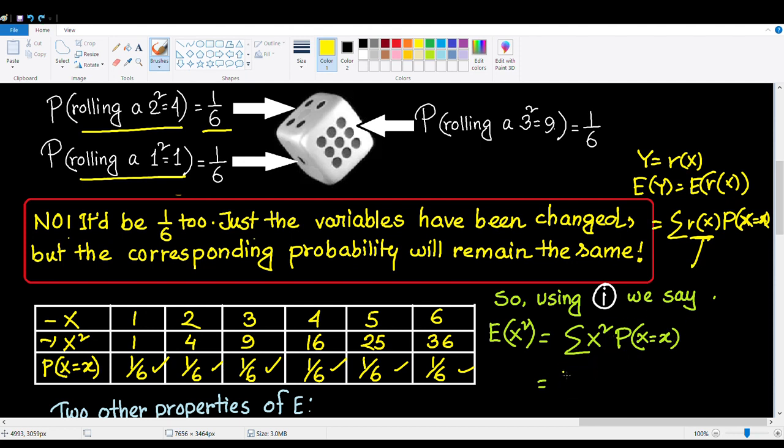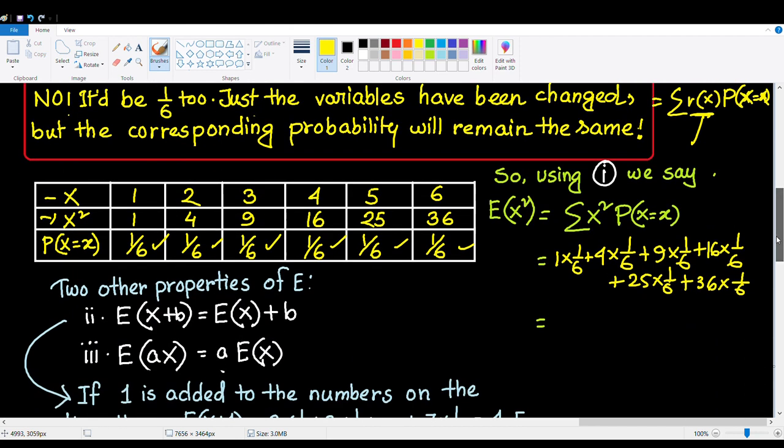Therefore it would be 1 into 1 by 6 plus 4 into 1 by 6 plus 9 into 1 by 6 plus 16 into 1 by 6 plus 25 into 1 by 6 and 36 into 1 by 6. Now taking 1 by 6 as common, we have 1 square plus 2 square plus 3 square plus 4 square, 5 square, and 6 square, right?